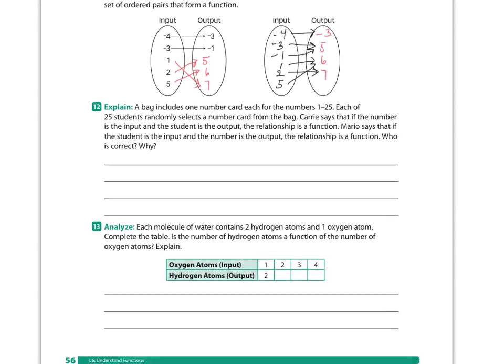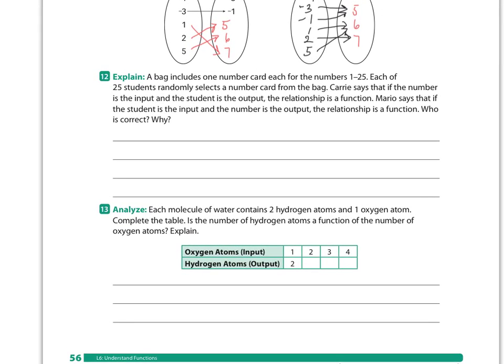I'm going to let you guys try to tackle number 12. Then I'll give you my answer for that. So we'll go ahead and pause this.